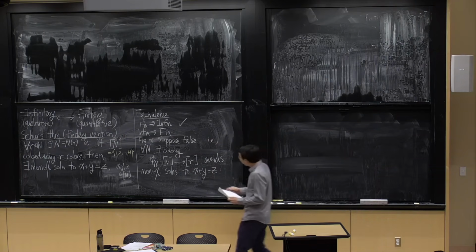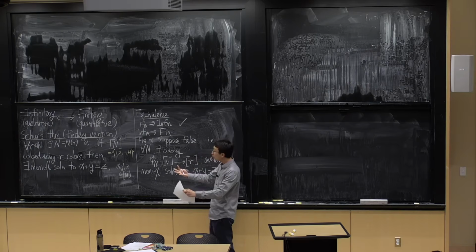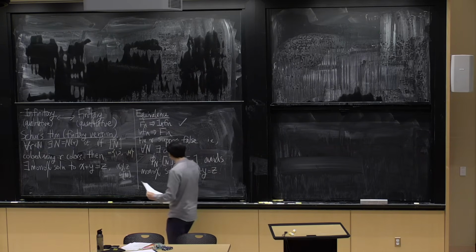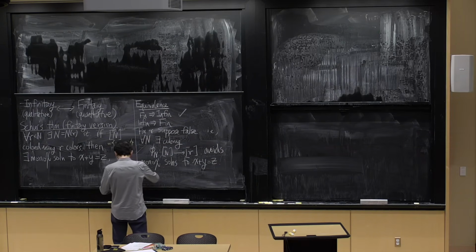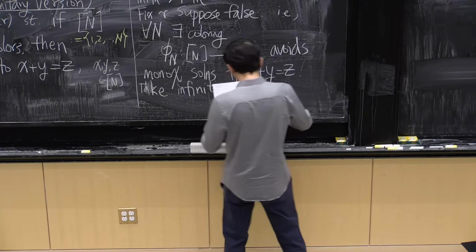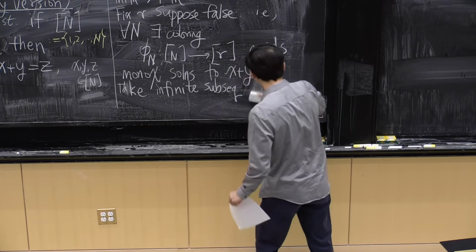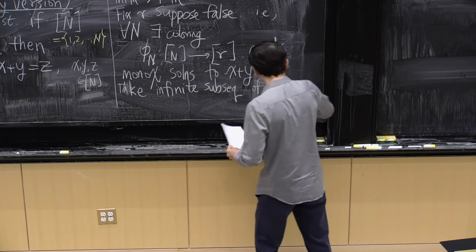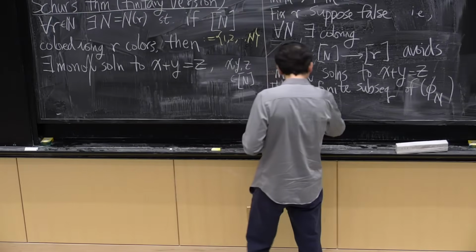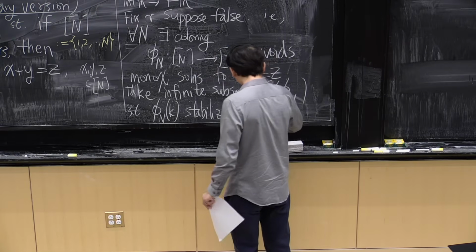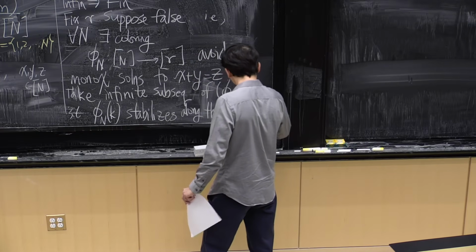Okay, so suppose there exists such a coloring, and now I want to take this collection of colorings and produce for you a coloring of the positive integers. You can do this basically by a standard diagonalization trick. Namely, we take an infinite subsequence of this phi sub n such that phi sub n of k stabilizes along the subsequence for every k.